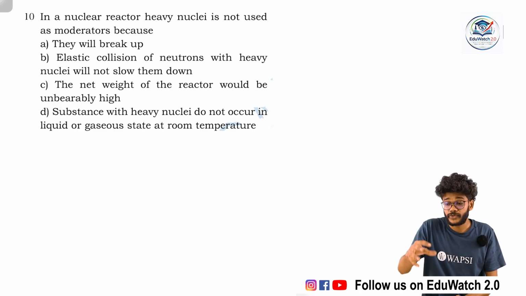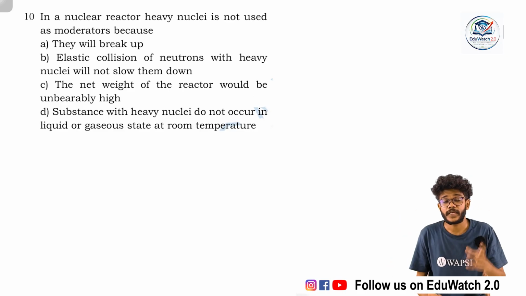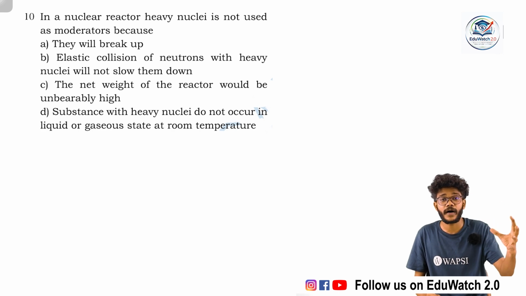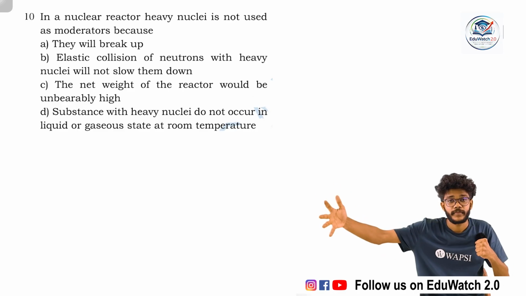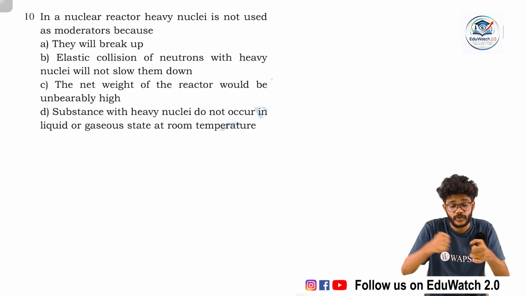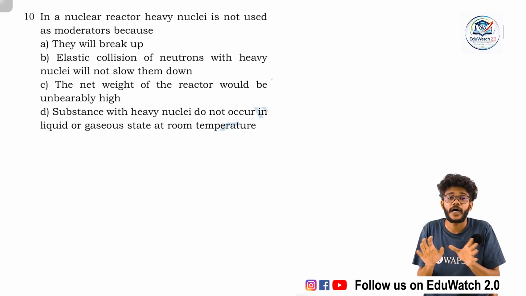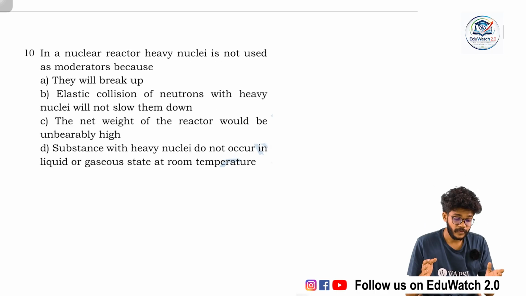So neutrons come very fast. If there is an atom of heavy mass, then by momentum conservation the neutron can strike it and go away. It can't be absorbed. So to be absorbed, we are not supposed to use heavy nuclei. So which option is the correct option? They will break up. Elastic collision of neutrons with heavy nuclei will not slow them down. The net weight of the reactor would be unbearably high. Substances with heavy nuclei do not occur in the liquid or gaseous state at room temperature.